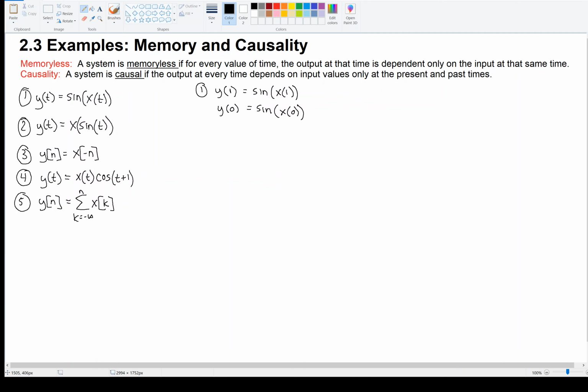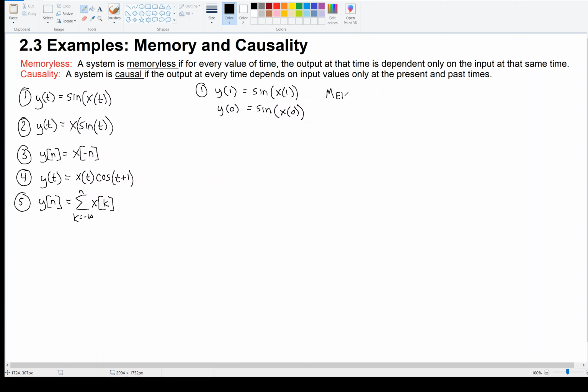The output at a certain time depends only on the input at that time. Yes, then we warp it with the sinusoid, but all we need is the input at that time. y of t only depends on the input at that same time. So that is indeed memoryless.